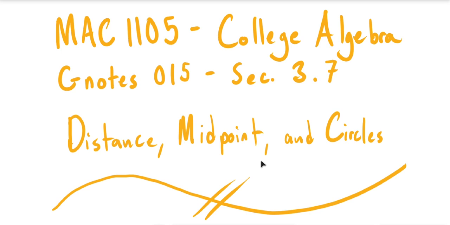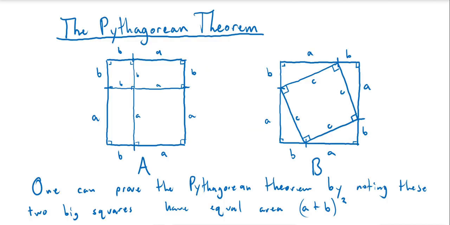My name's Sean Perry. These are guided notes number 15 in the series on section 3.7, distance, midpoint, and circles. Many of the formulas that we're going to use today are derived from the Pythagorean theorem, so it would be helpful to at least look at a sort of proof, a picture proof, about why that theorem is true.